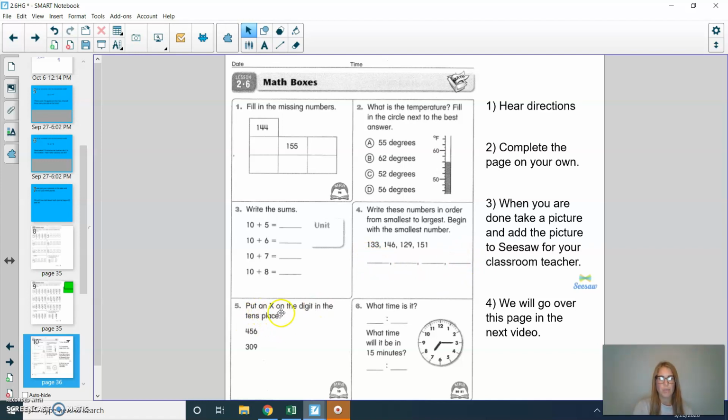For number 5, put an X on the digit in the tens place for both of these numbers. So for 456, put an X either above or on top of the digit that's in the tens. And same thing for the number 309. For question number 6, what time is it on the clock? And then what time will it be in 15 minutes?